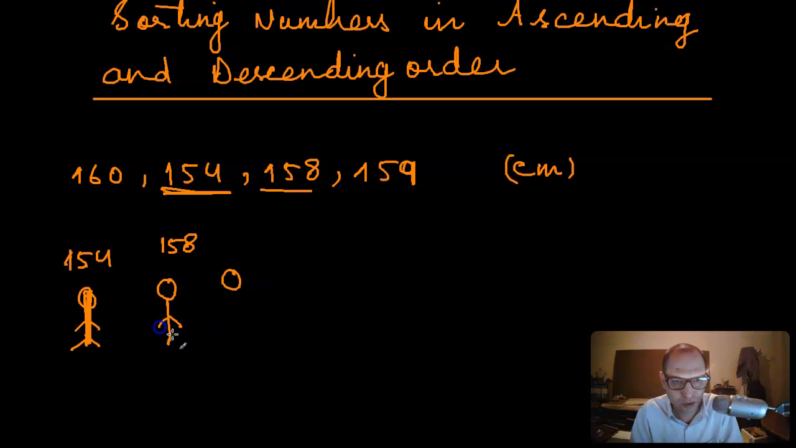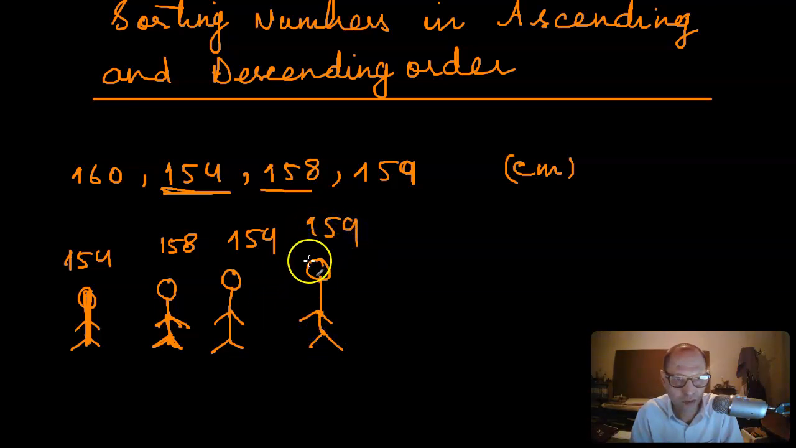So of course that would be the student, and this would be the student, and this is 159, and then 160 would be a little bit higher, right? These are the students. So you can ask them to stand in a line from the shortest one to the tallest one, or vice versa, from the tallest one to the shortest one.